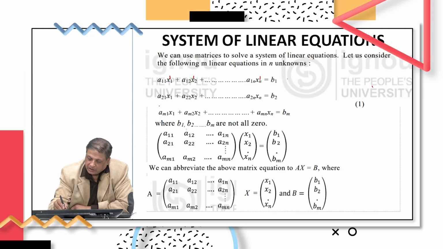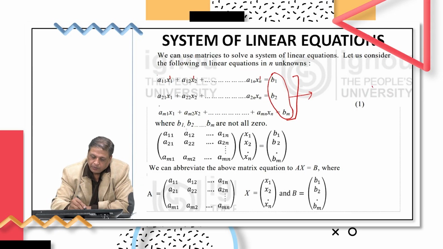So if these are the systems of equation, and we had also discussed in our earlier sessions that if b1, b2, b3, bn are not 0, then the system is inhomogeneous, and if b1, b2, b3 to bn are 0, then the system is homogeneous. We can express this system of equation in the matrix form over here like this.